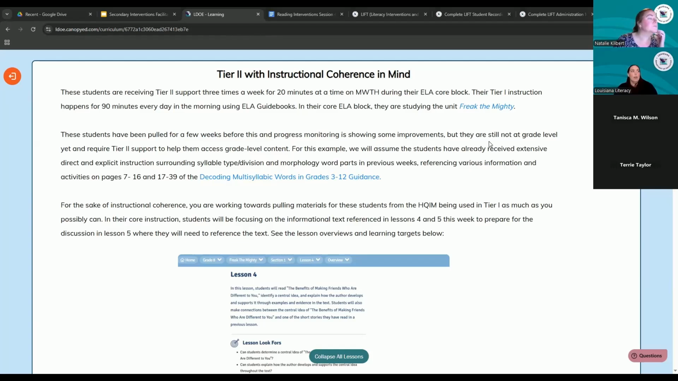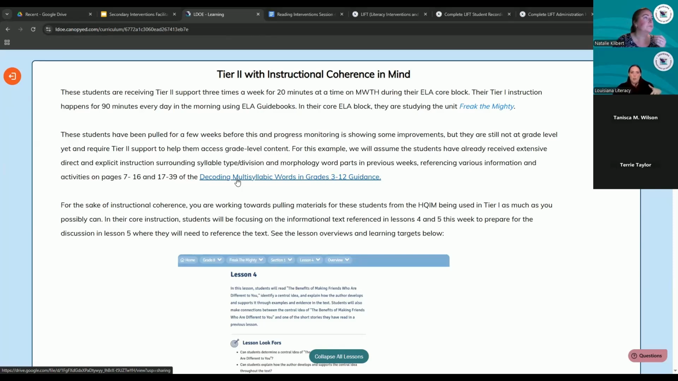that I've linked in here. It should be in your breakout room handout, but if not, we can drop the link in the chat. Decoding multisyllabic words in grades 3 through 12 guidance. This is a PDF, but it's also available as an interactive asynchronous course on Canopy. The course code should be on your breakout room handout towards the end, so if you wanted to enroll in that, you could.